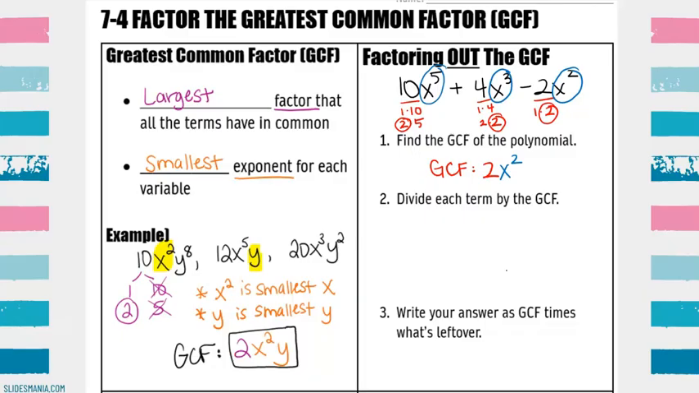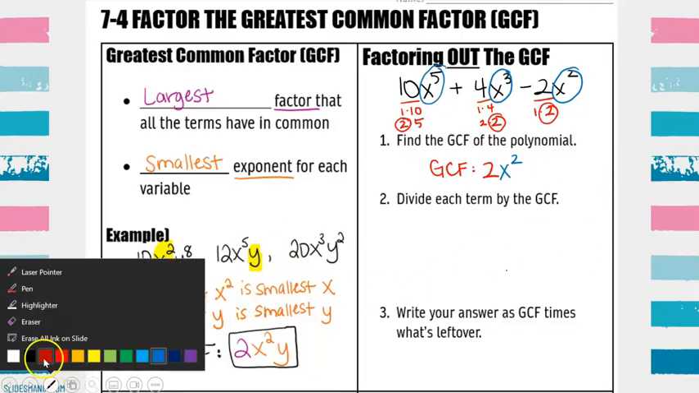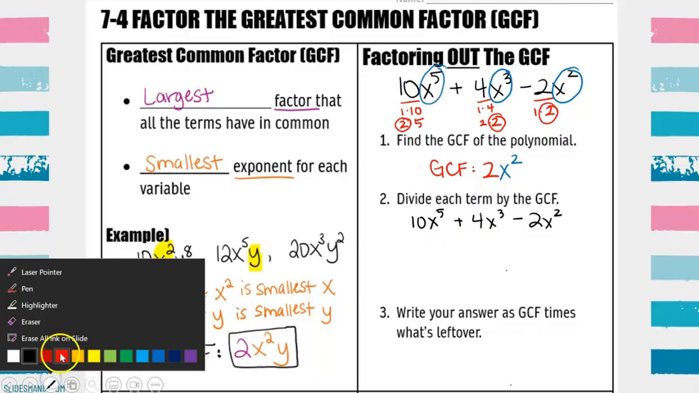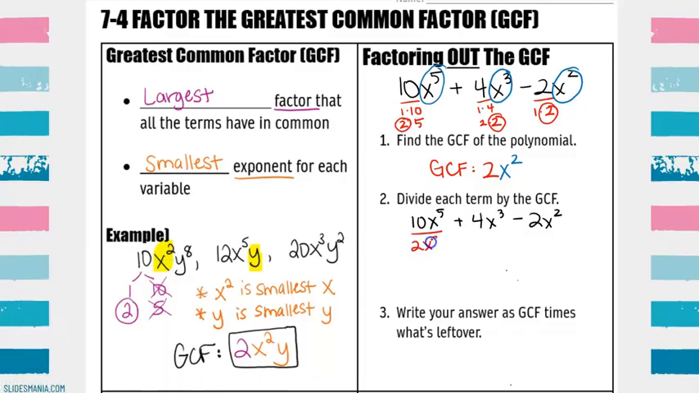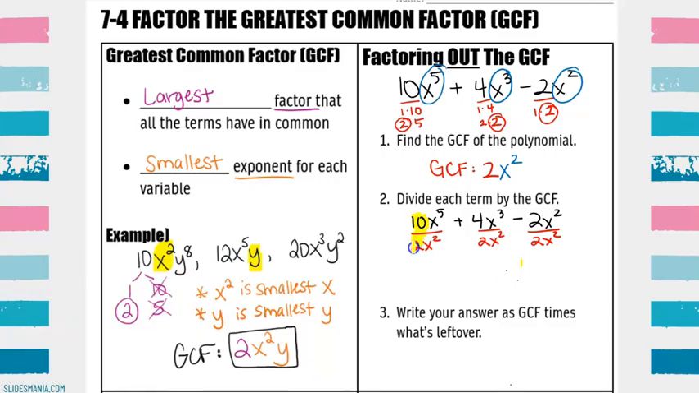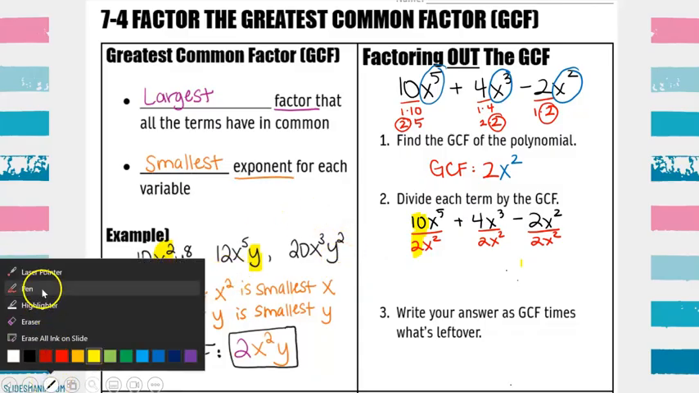What we want to do is we want to take that 2x to the second away from every single term. So we're going to divide each of our terms, or our entire polynomial, by our GCF. So I am going to literally set up little mini division problems, 2x to the second, 2x to the second, 2x to the second, and I'm going to divide to see what I'm left with. When I do my division, I am going to think about it in two little baby steps for each one of these.